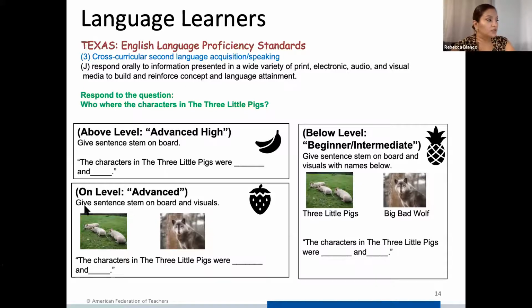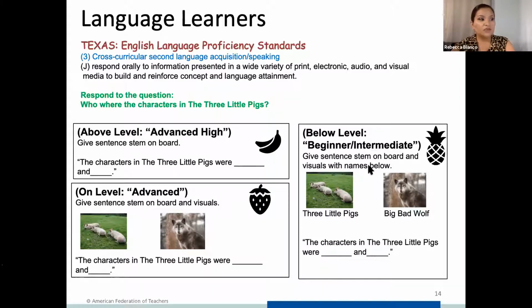So we would do given the sentence stem above and giving them some visuals, right? To be able to help them form their sentence. So the characters in the Three Little Pigs were, and then you can point to them, who were they? The Three Little Pigs and the Big Bad Wolf, right?